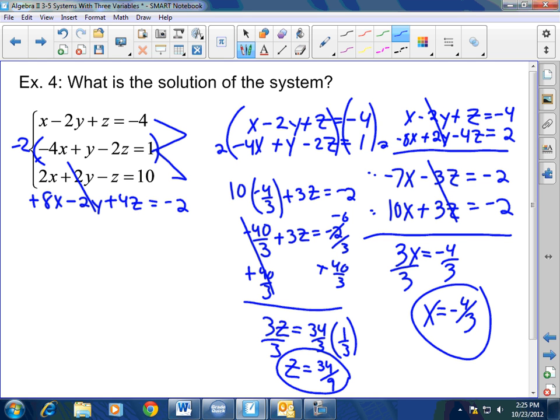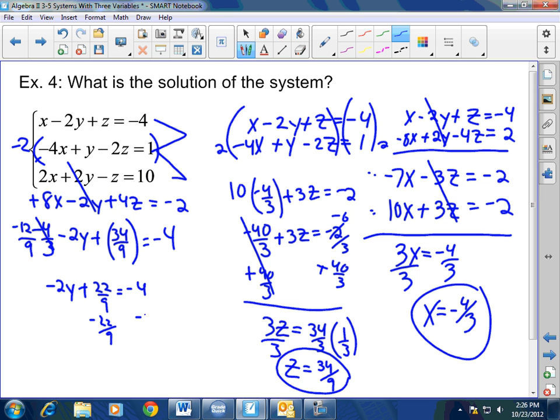Okay? So I have my x, I have my z, and now I plug them in to find my y. Is everyone with me so far? So I'd have negative 4/3 minus 2 times y plus z, which is 34/9, equals negative 4. A lot of nasty math here. This becomes a negative 12/9. So I have negative 2y, negative 12/9 plus 34/9 is 22/9. So plus 22/9 equals negative 4.